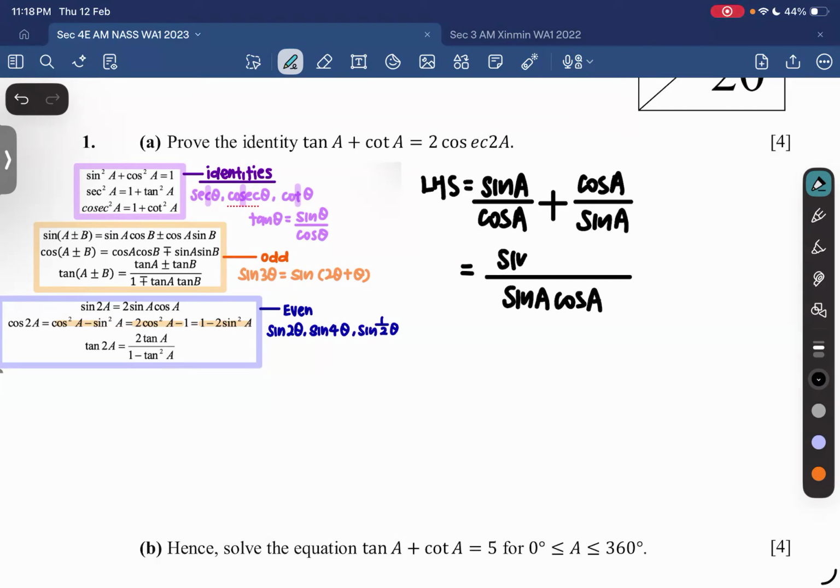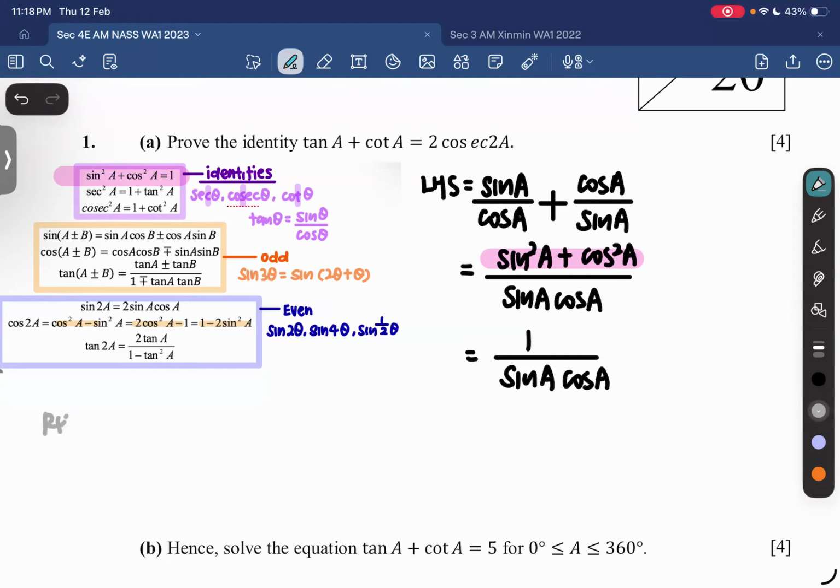On top, this part here will be sine square A. This is cosine square A. So be very sensitive to what is sine square plus cosine square. This is my favorite identity. So 1 over sine A cosine A. Then now we are stuck, right?